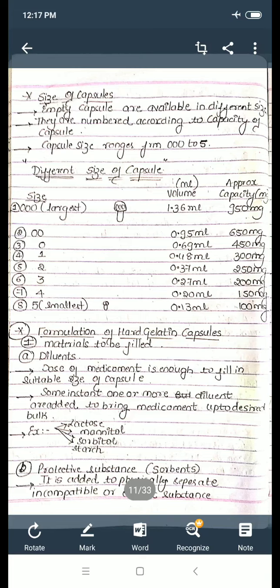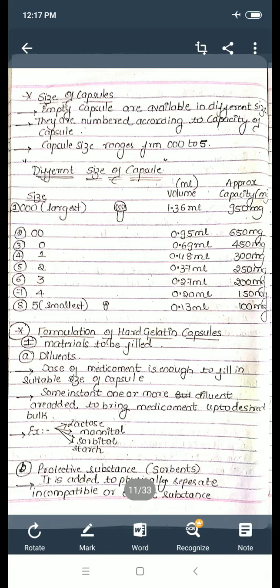Good morning, students. In a previous class, we had started with a new chapter, capsule. In that, we have discussed introduction to capsule, advantages, disadvantages, and in detail, we have studied about the hard gelatin capsule. We'll move further with the size of capsule.